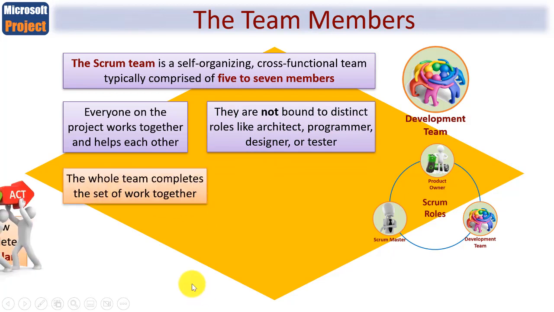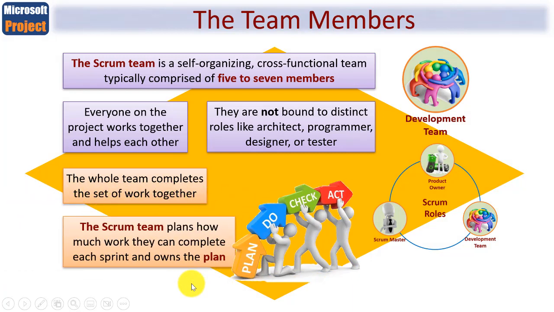So naturally enough, it's the Scrum team that plans how much work they complete within each sprint, and it's the Scrum team that owns the sprint plan. They may indeed have input from the Scrum Master and the product owner, but it is they who do the planning.